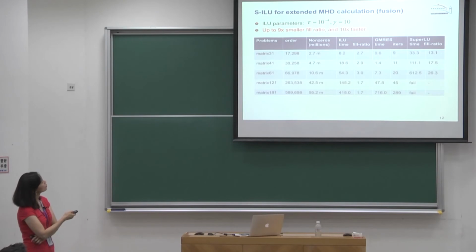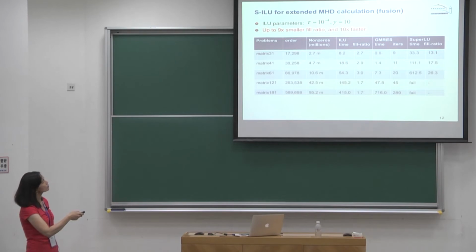So the fill ratio is reduced with this drop-in criteria compared with the exact factorization. That's why, when the problem gets big, the fill ratio gets big, and with the exact factorization you run out of memory. But with ILU, you can still succeed. Of course, it's good to get a factorization.